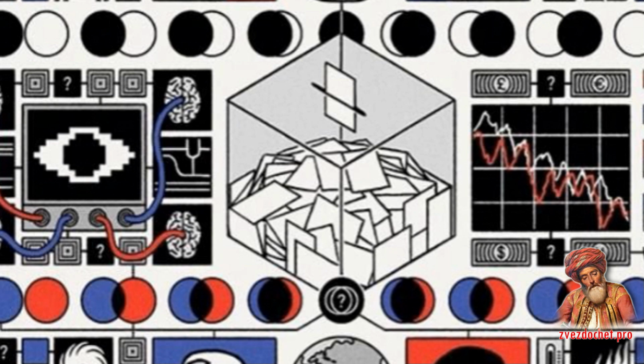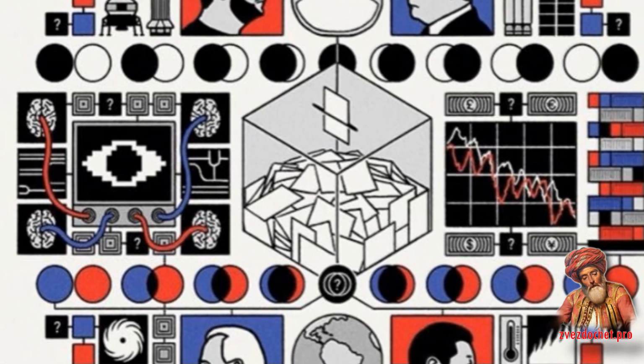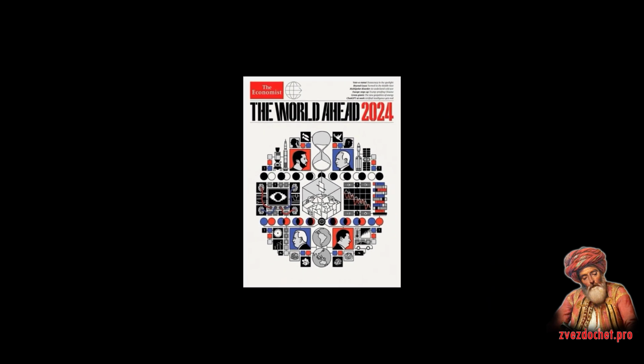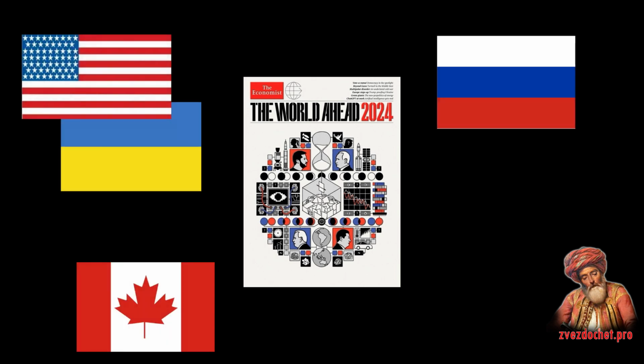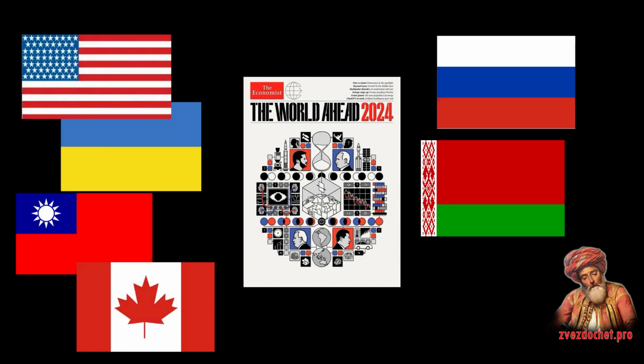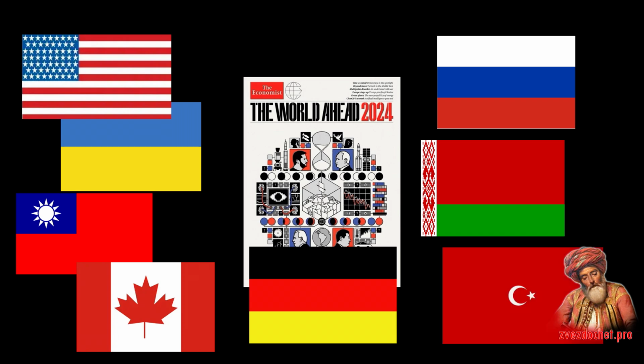What may this diagram in The Economist mean? In 2024, the world will face a choice. The Economist shows that the outcome of the election is uncertain. We must remember that in 2024, there will be civil elections in very important countries of the planet: the United States, Russia, Canada, Ukraine, Taiwan, Belarus, Germany, Turkey, the UN Security Council, and dozens of other countries around the world. But that's not even what we're talking about here.